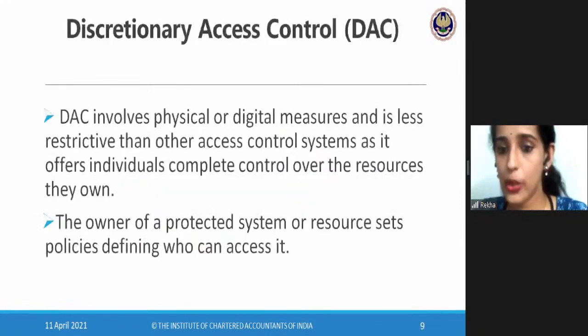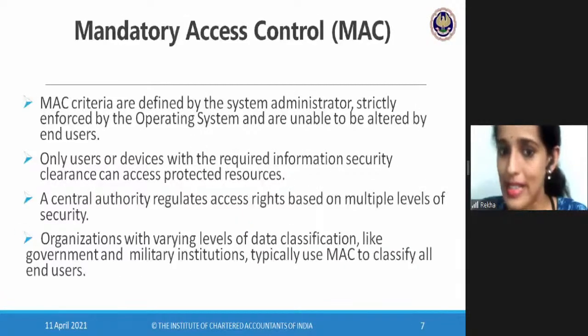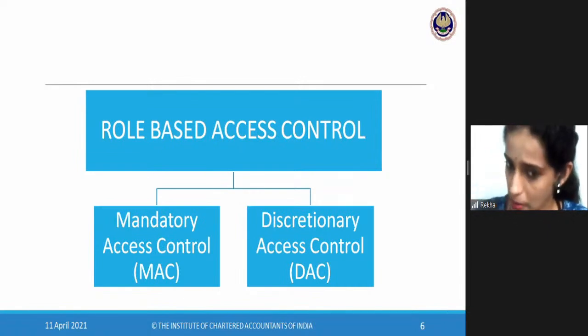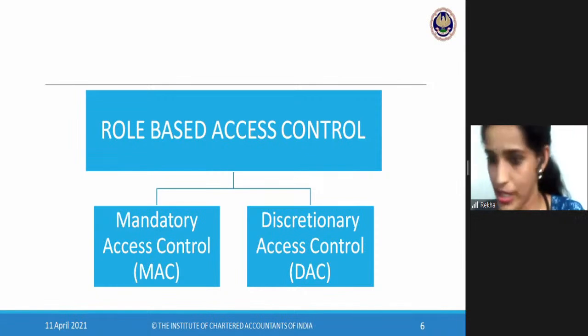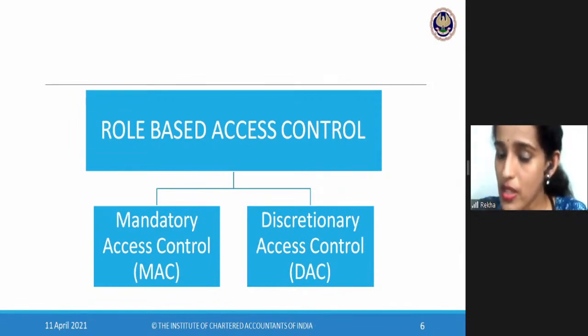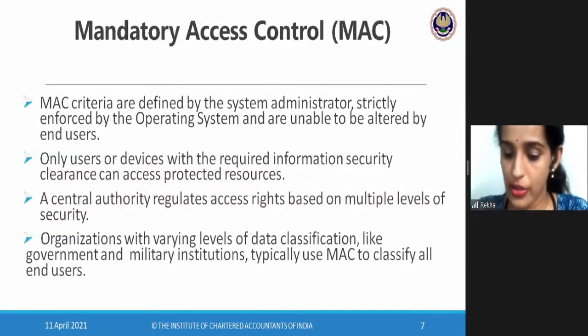So there are two basic accesses, discretionary and mandatory access. Both come under role-based access. So in an ERP system, you can actually implement role-based access, either mandatory or discretionary control. Both are there, and mandatory is the most secure, whereas discretionary takes less time, less effort. Mandatory is at the operating system level. Have you all understood this?